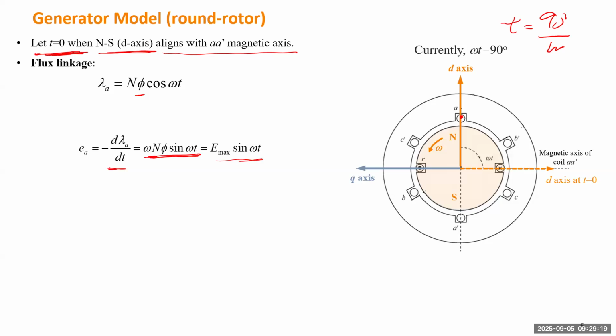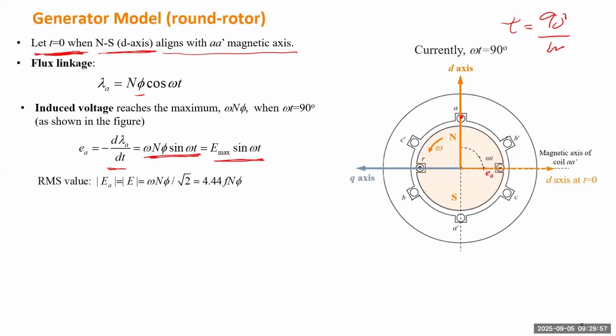Written as a sinusoidal function, it will have a maximum value Emax. Emax is the peak value of the voltage induced in the A winding, and the sine omega t just indicates that at time 0, when t is in this direction, the induced voltage is 0. But at this moment, the induced voltage reaches the maximum value, in this picture, when omega t equals 90 degrees.